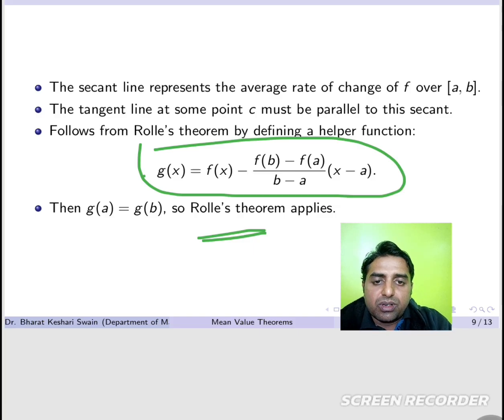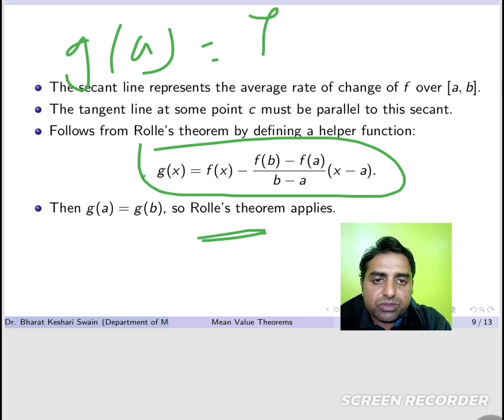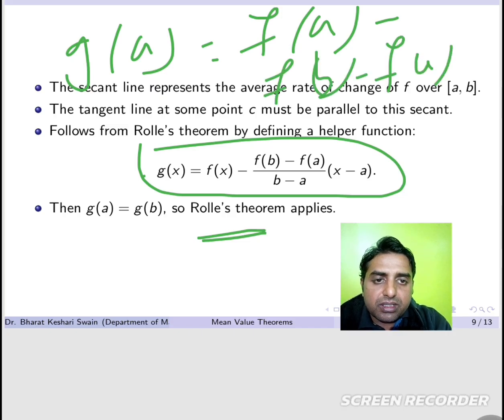Now you can check here g of a. What will be g of a here? g of a equal to, put a in place of x. This is your f of a minus f of b minus f of a divided by b minus a into x minus a. We have to put a in place of x, so a minus a. So a minus a will be 0. This will be 0.